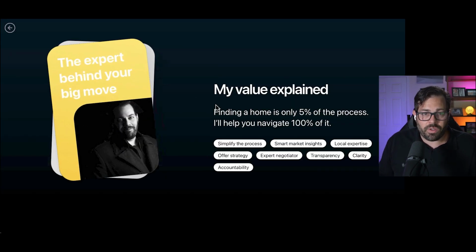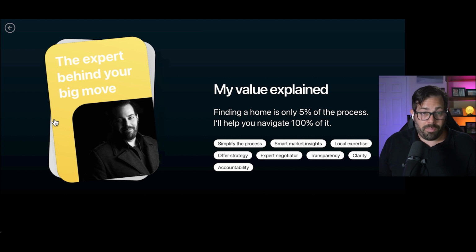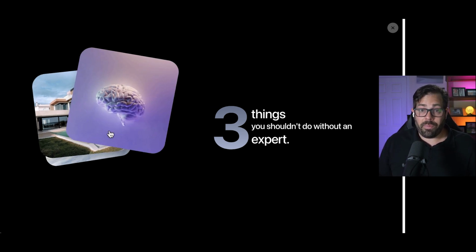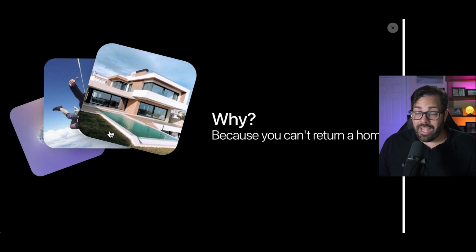So I can click into that first one. It's going to be branded for you. It'll have your brokerage branding in there. It'll have your headshot. So I'm going to click into that, and this is where I'm going to start to tell that story. So what are 3 things that you should never do without an expert? Jump out of an airplane, brain surgery, and buying a home. Why? Because buyer representation is so important. And also, this isn't something you should do on your own.